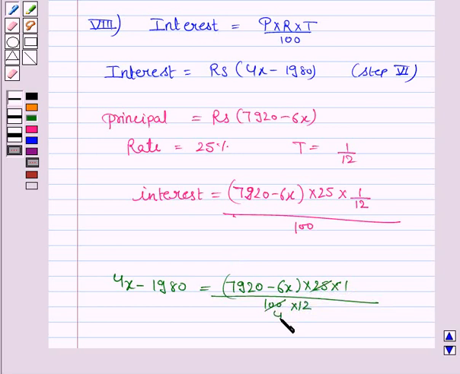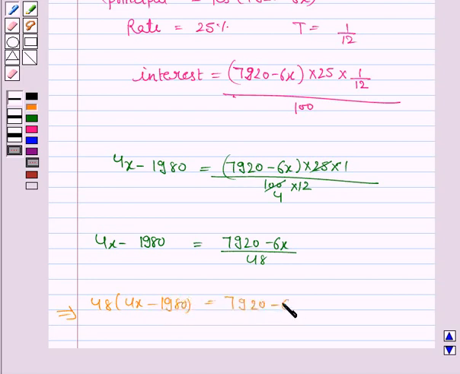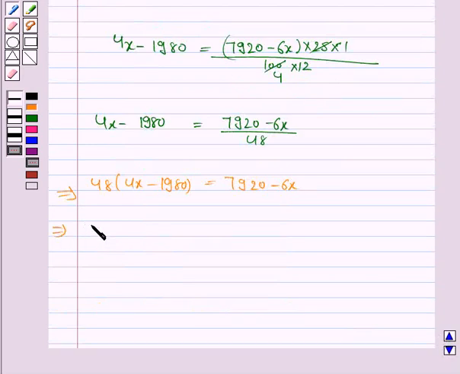Now 25 into 4 is 100, so again we have 4x minus 1980 is equal to 7920 minus 6x upon 4 into 12, that is 48. Now cross multiplying, 48 into 4x minus 1980 is equal to 7920 minus 6x. So this implies 48 into 4x is 192x minus 1980 into 48 is 95040, and this is equal to 7920 minus 6x.